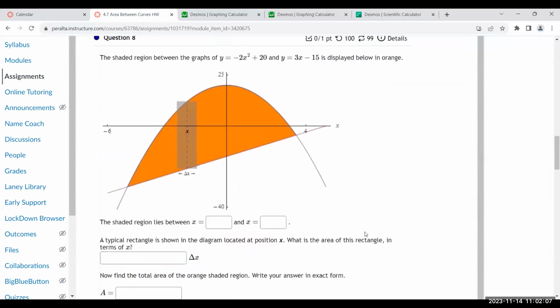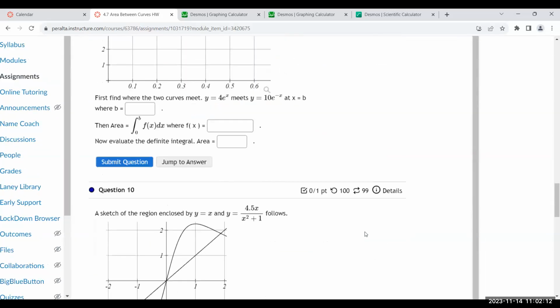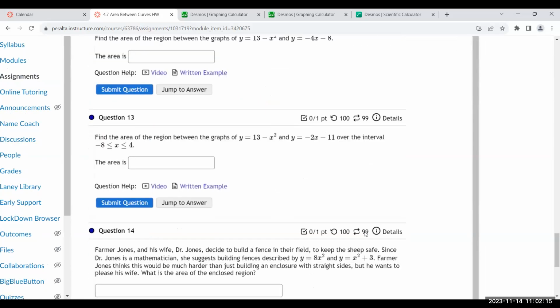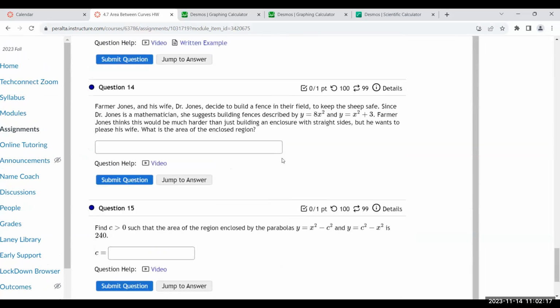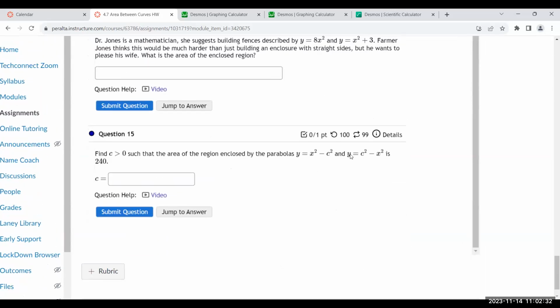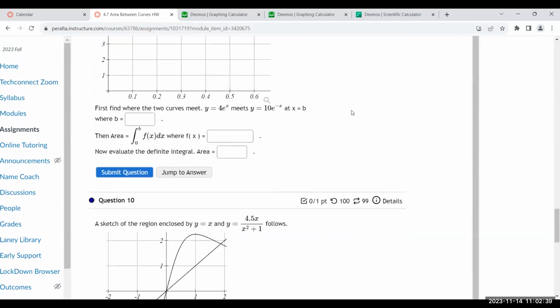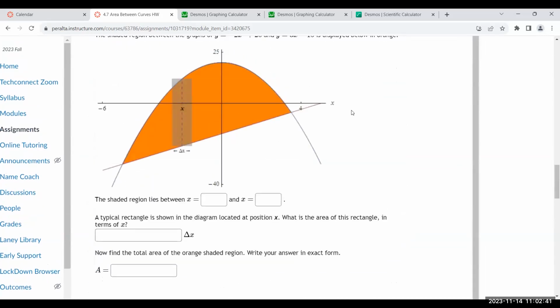All right, so try the homework for this. I'll probably do a couple more examples just as separate videos, like maybe number 8, because that's kind of strange looking, huh? And also number 14, I like this one because it says, since Dr. Jones is a mathematician, she suggests building fences described by these functions, like these parabolas. Anyway, maybe I'll do a few separate videos to explain some of the other problems, but they all really follow the same idea. So you have the tools to do all of them.